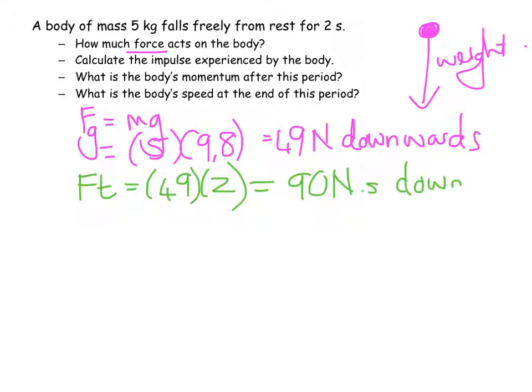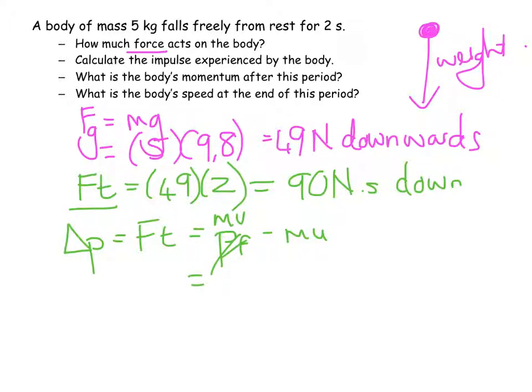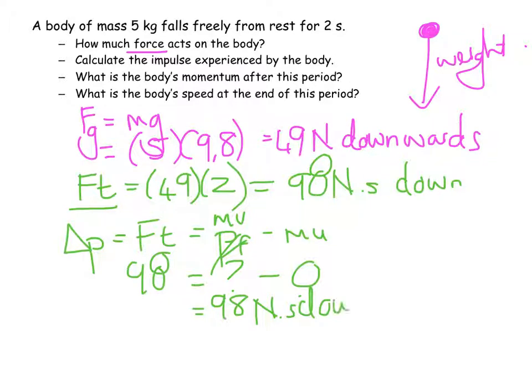What is the body's momentum after this period? Well, it had no momentum to start with, and the impulse is equal to the change in momentum. So change in momentum is equal to impulse is equal to final momentum minus initial momentum. The final momentum we don't know, but the initial momentum we know is naught. So therefore that must be equal to 98. And you can say Newton seconds again, or you can say kilogram meters per second. And don't forget a direction again, it's downwards.